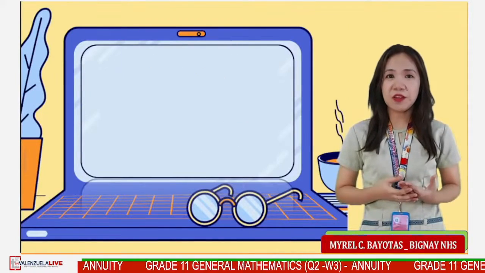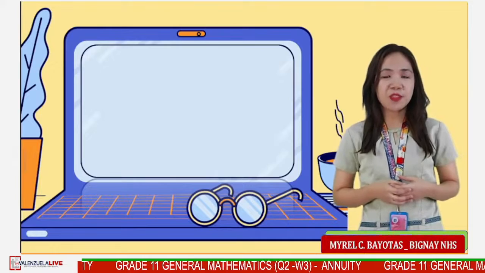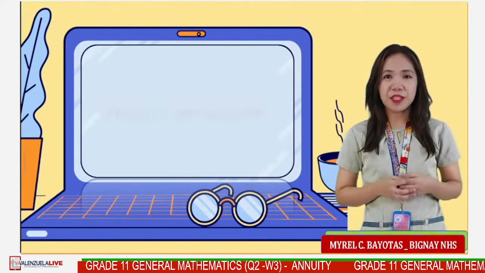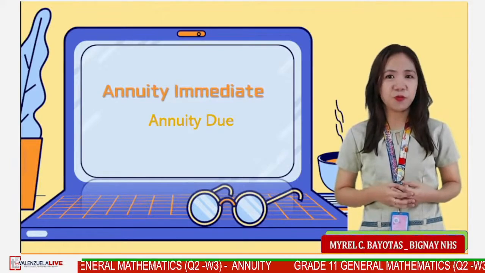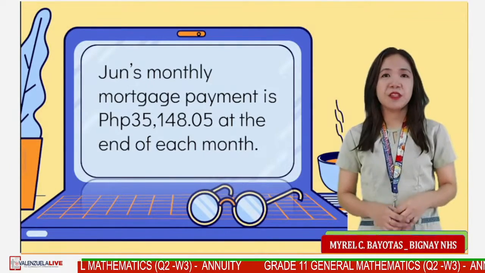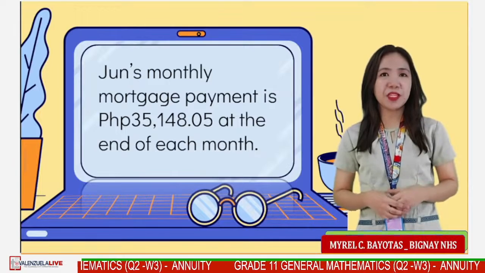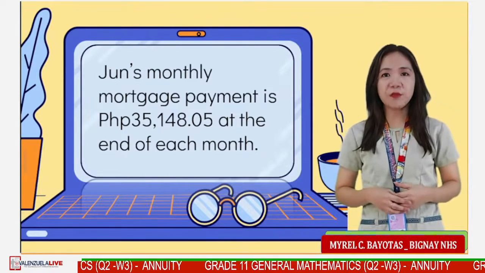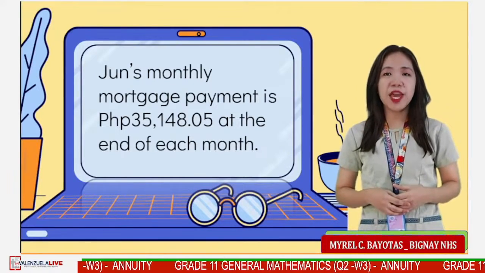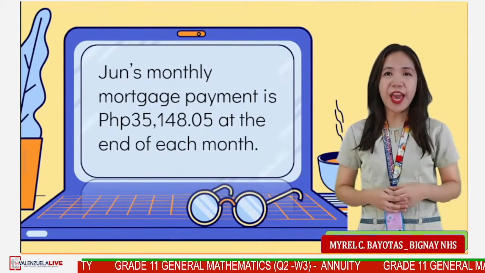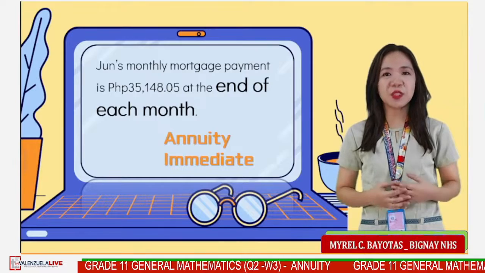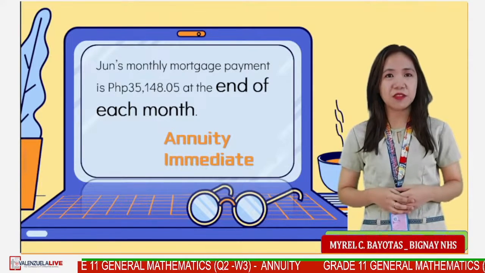Just like what you did earlier, simply type your answer in the comment section. This time, you may choose between annuity immediate and annuity due. June's monthly mortgage payment is 35,148.05 pesos at the end of each month. The correct answer is annuity immediate, since he makes his payment at the end of each month.